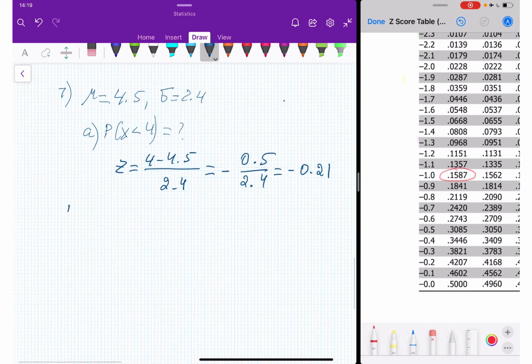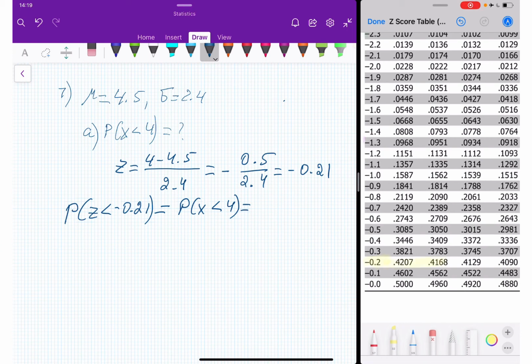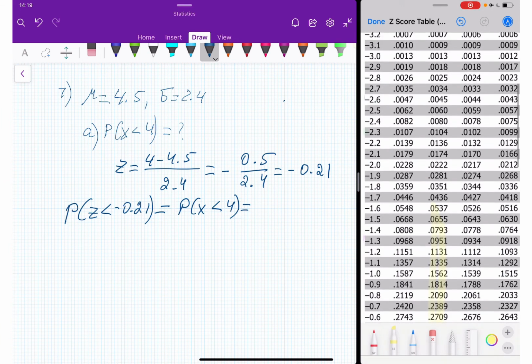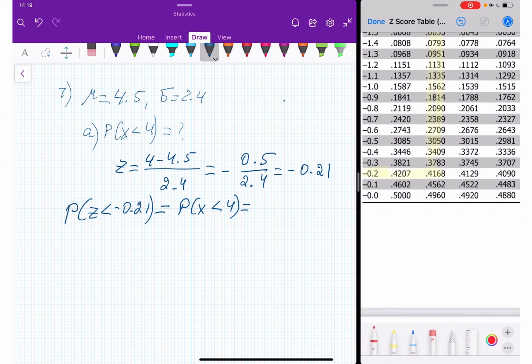Okay, next, probability for z-score less than negative 0.21, which is the same thing as probability for x less than 4, right? So that is equal to... 0.2, here it is, 0.2, and this is going to be my 1. Because this is going to be 1. Let me go up all the way. Yes, it's 1. So this one is going to be 0.4168.